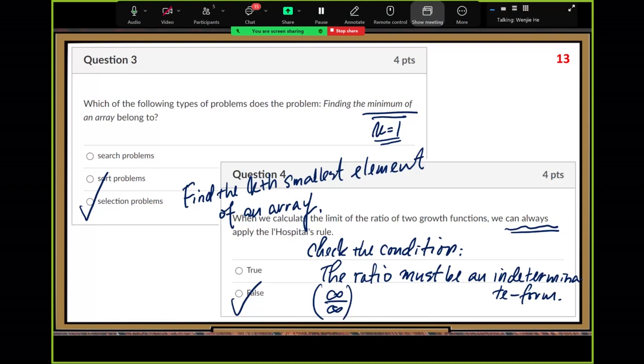But in math, there are more. One student asked me in class, so there are more forms in math, okay? But in our class, we only use this one. In our class, we do not have other cases, only this case. So you need to know this condition before you apply L'Hopital's rule. Okay.